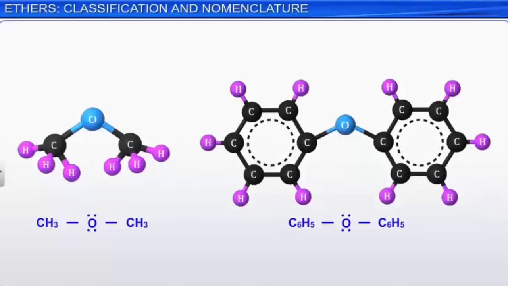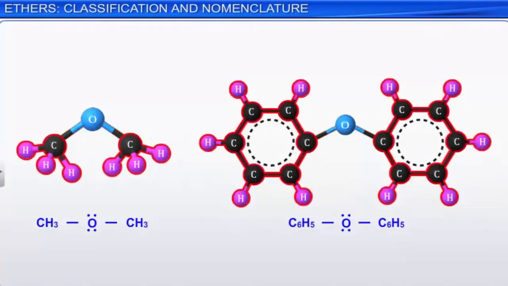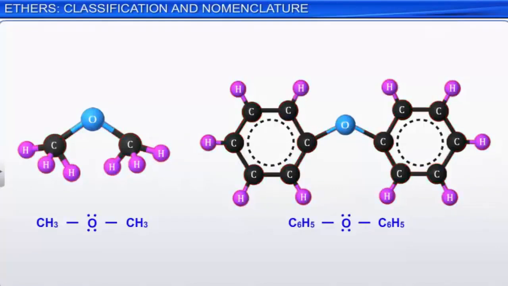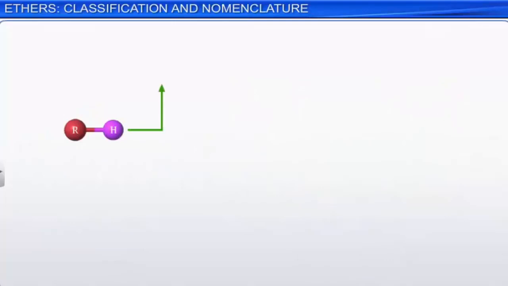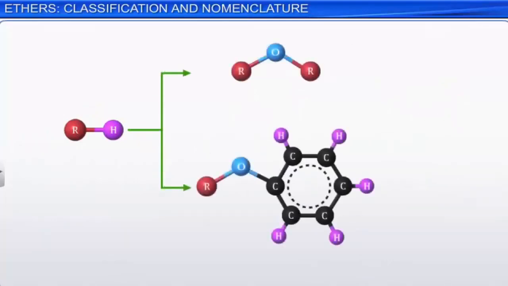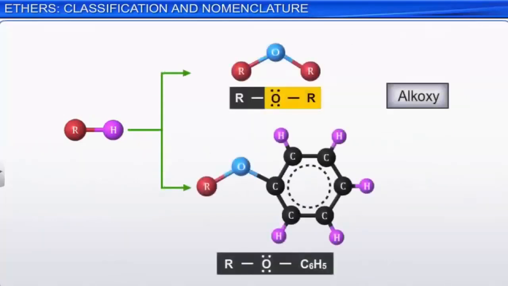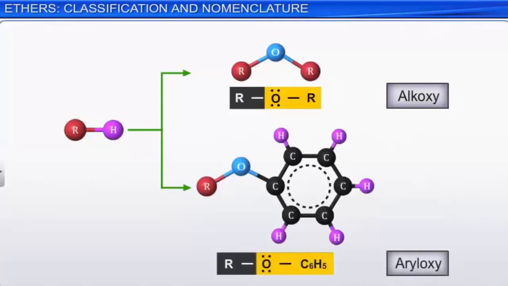Ethers are a class of organic molecules that contain a bridging oxygen between 2 carbon-containing groups. The carbon groups may be either aliphatic or aromatic. Ethers can also be thought of as a substituted alkane with an alkoxy or aryloxy group.